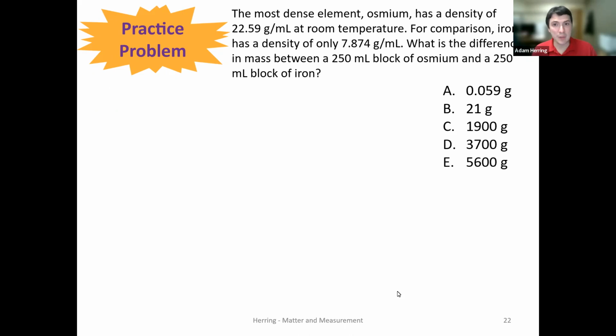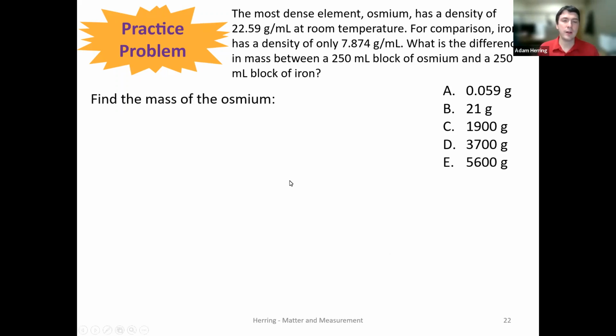The most dense element, osmium, has a density of 22.59 grams per milliliter at room temperature. For comparison, iron has a density of only 7.874 grams per milliliter. What is the difference in mass between a 250 milliliter block of osmium and a 250 milliliter block of iron? Let me walk you through this problem.